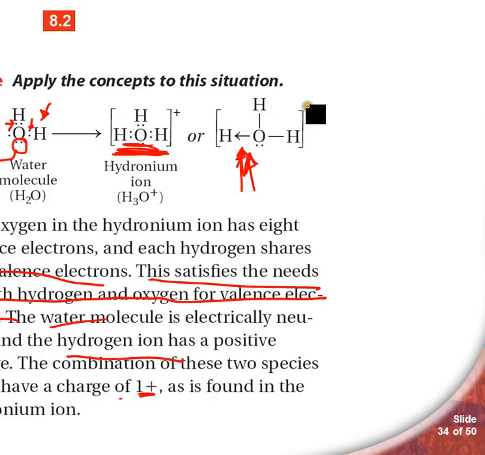So notice, they put a bracket around it and then put a plus up here. That's how you indicate that your ion, the structure that you've drawn, has a positive charge on it. Put a bracket around your structure and then you put the charge up above it.